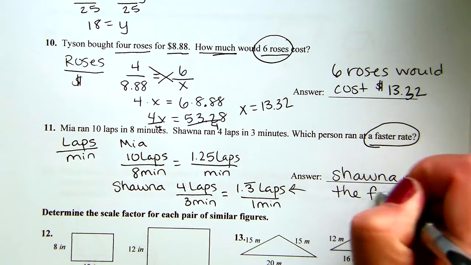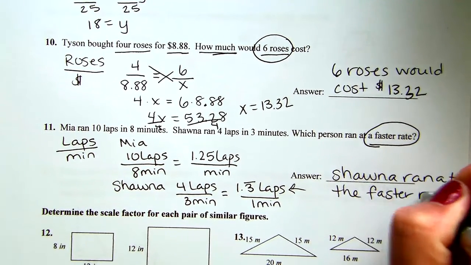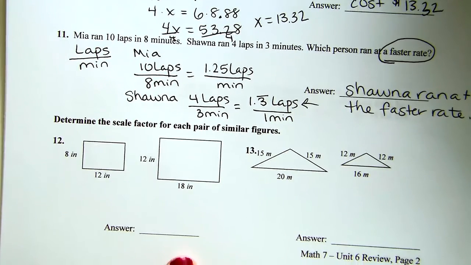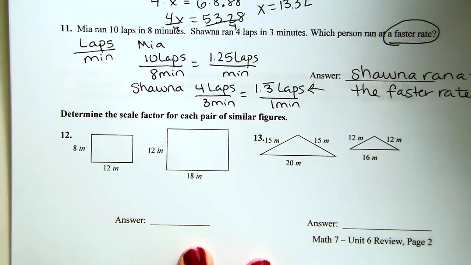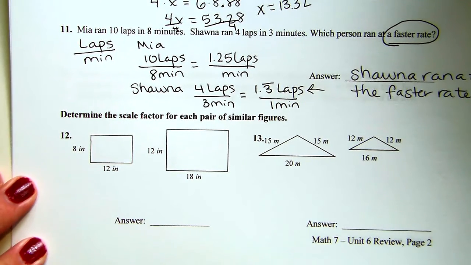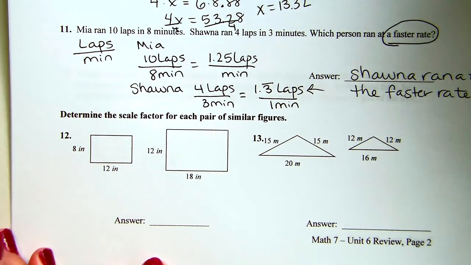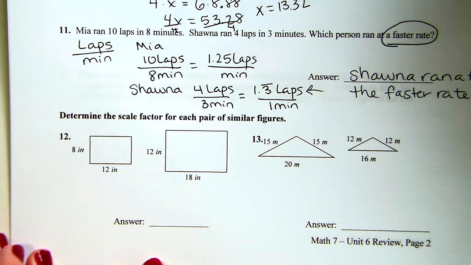All right, number 12. For number 12 and 13, we're looking at our scale factor for each pair of similar figures. It already tells us that these figures are similar, so we don't have to prove that. What we do need to do now is make sure that when we're writing our scale factors, we're comparing from figure 1 to figure 2. Make sure you write that we're comparing figure 1 to figure 2.